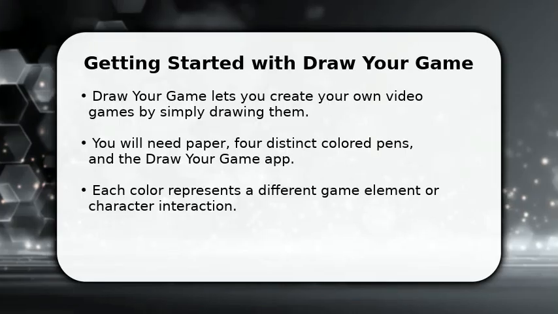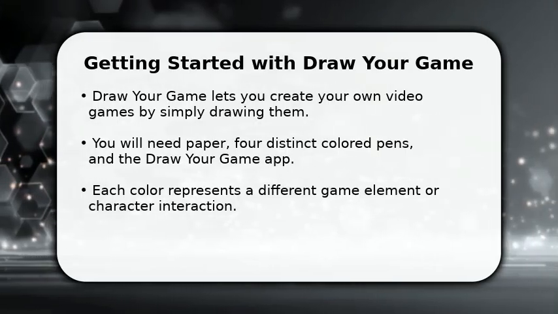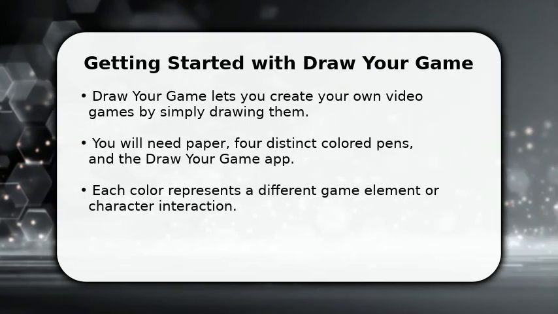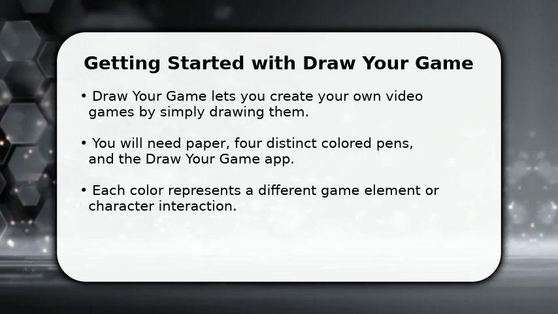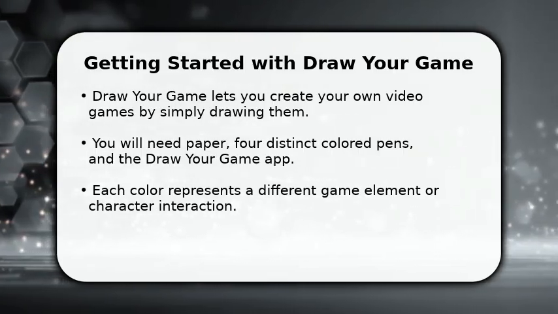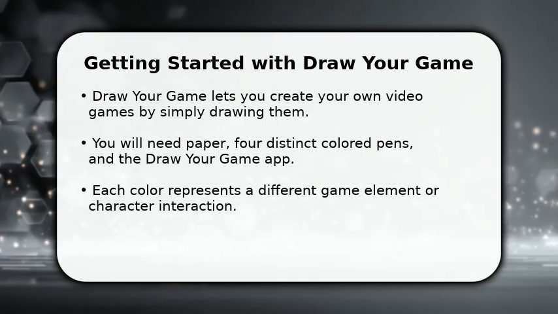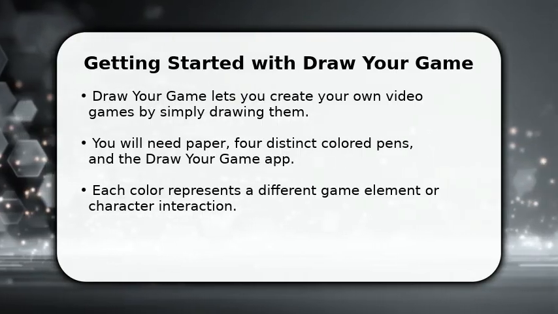Enjoy the video. In this video, I will explain how to use Draw Your Game. First, gather your materials: a blank sheet of paper, and 4 specific colored pens: black, blue, green, and red. These colors are crucial as they define different elements within your game.